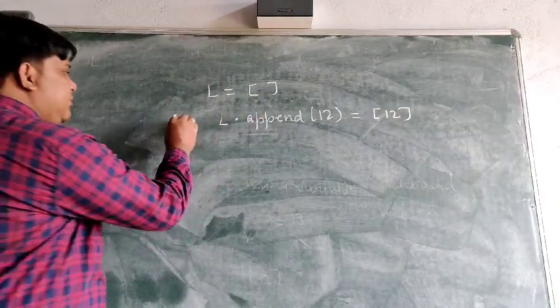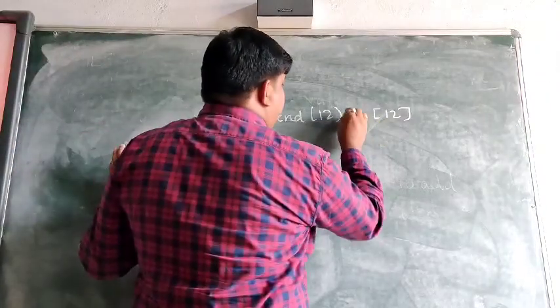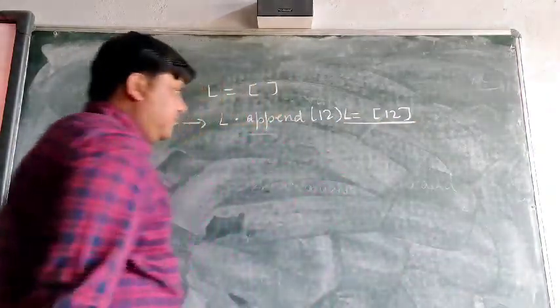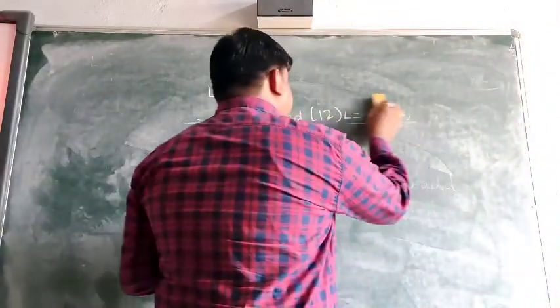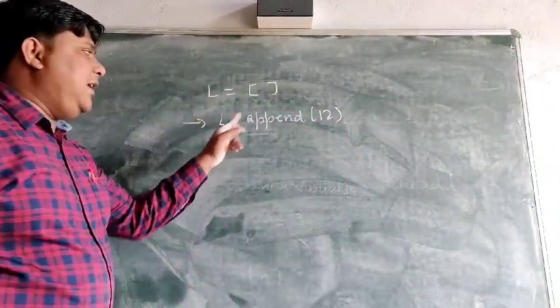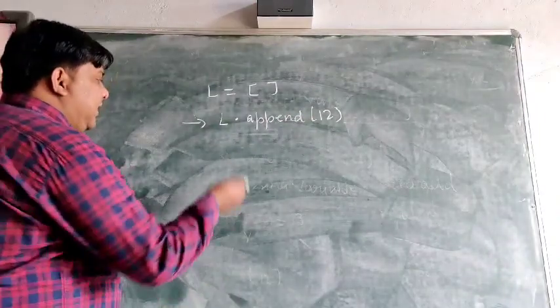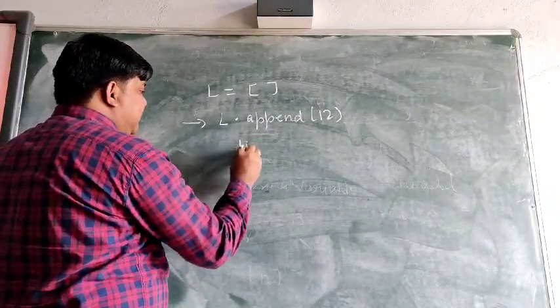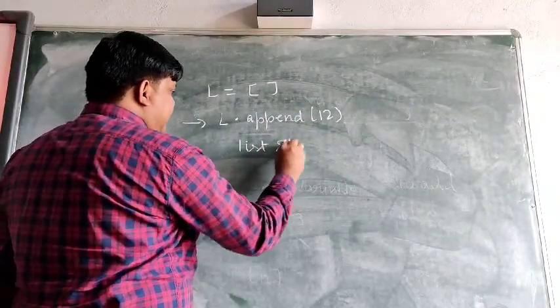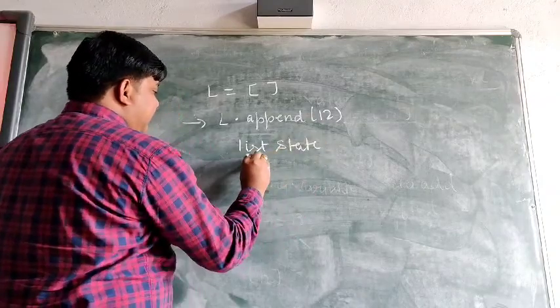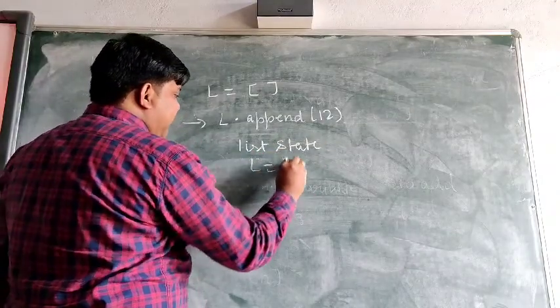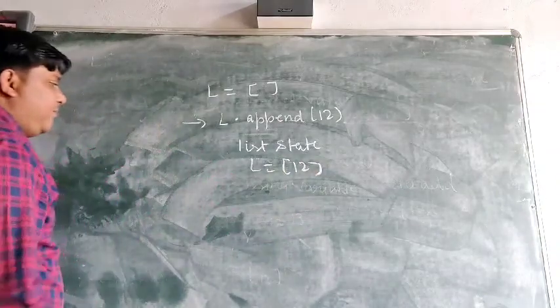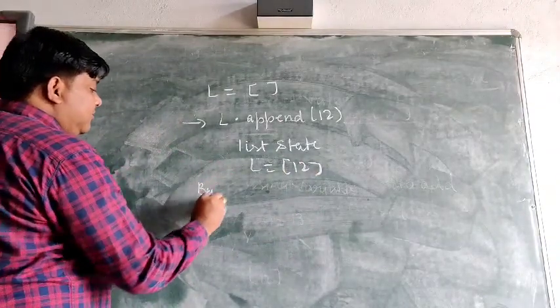When this line will execute, what output will come? The value of L will become 12. Clear? So you don't need to worry if this is a syntax. Syntax is only this, L dot append 12. What will be the list? The list will be in a state like that. L is equal to having which value? 12.